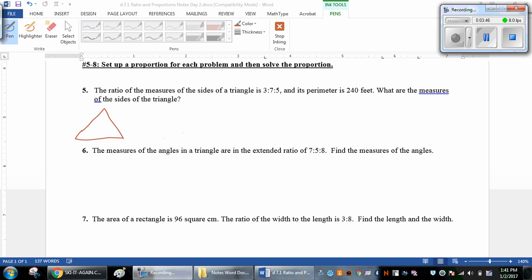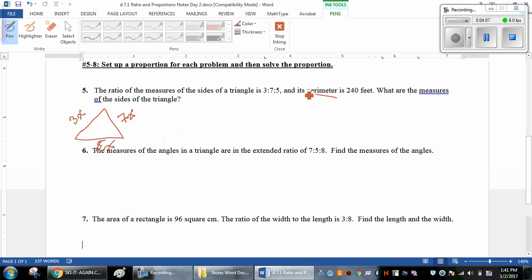Now we have 3 sides of our triangle. Our ratio is 3 to 7 to 5. Doesn't matter which side's which, but remember, we don't know the side length is 3. We know it's 3 times some value, and then 7 times some value. So we just stick an x with these: 3x, 7x, and 5x. It doesn't matter which side you choose to be which one. But now we know the perimeter is 240.